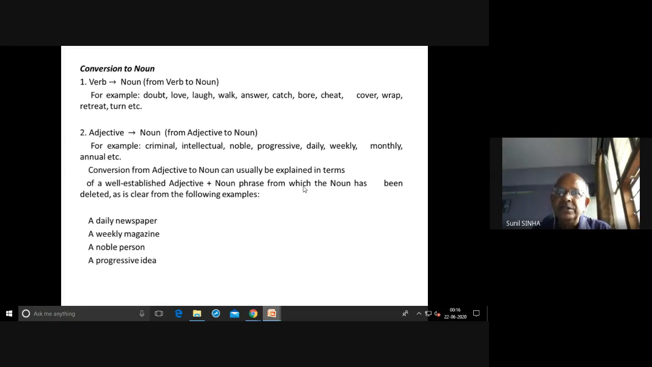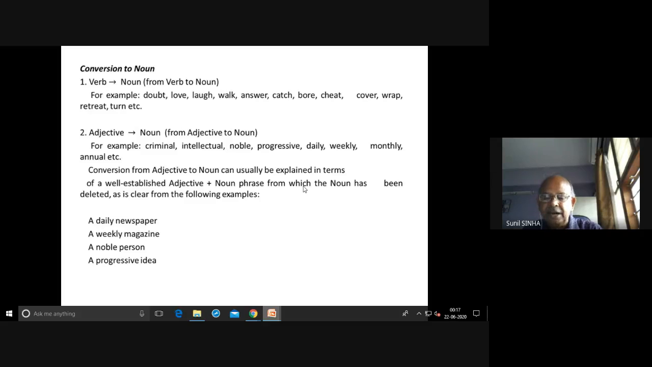He always doubts my intention. This is a verb. And there is a doubt in his mind. I always say, do you have any doubt? So any doubt is a noun. So doubt has been derived. Doubt is both a verb and a noun. And a verb changes to a noun in the case of doubt.